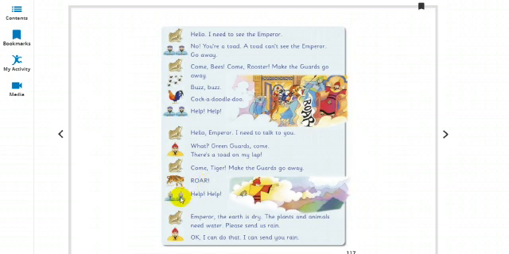And then again the green guards do the same as what the purple guards did. They shout, they scream, and they say, "Help, help." They get scared. Then the Toad says to the Emperor, "Emperor, the earth is dry. The plants and animals need water. Please send us rain." The Emperor then says, "Okay, I can do that. I can send you rain."